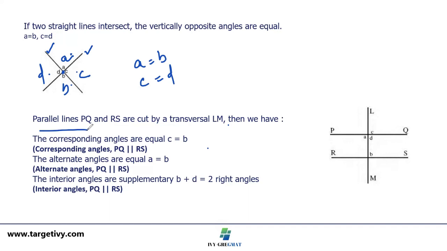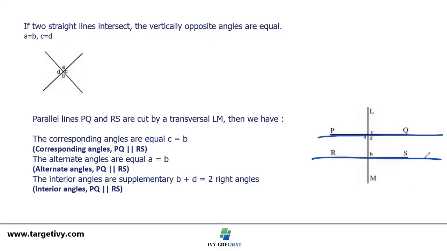Now, what are parallel lines? If I look at this drawing, it becomes very easy. P and R are cut by a transversal LM. Parallel lines are lines which will never meet. So it's not like this, where they will meet somewhere here. They will keep going like this. A transversal is something that is cutting parallel lines. LM here is the transversal.